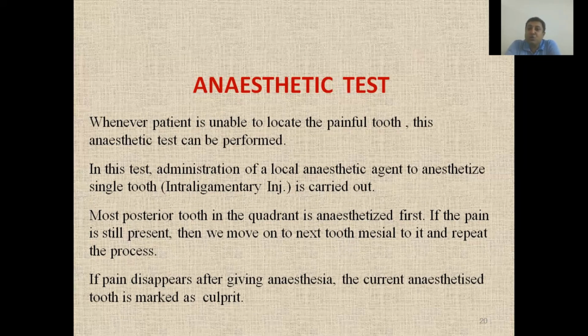The most posterior tooth of a quadrant is anesthetized first. If the pain is still present, then we move on to the tooth one tooth mesial to it, and then repeat the test. If the pain disappears, then the currently anesthetized tooth is marked as the culprit.